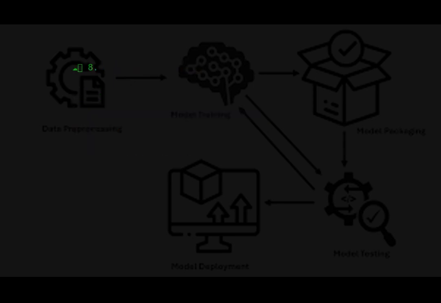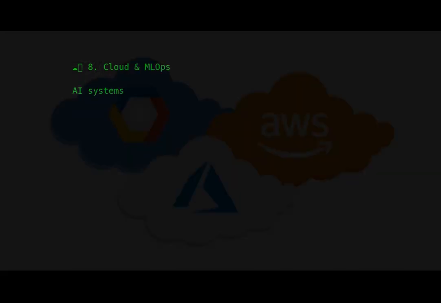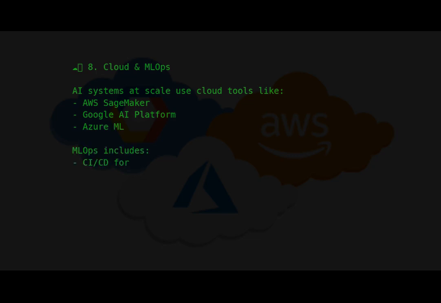Section 8 is all about cloud and MLOps. Tools like AWS SageMaker, Google AI Platform, and Azure ML allow for scalable AI development. MLOps practices ensure continuous integration, model deployment, and monitoring are streamlined and efficient.